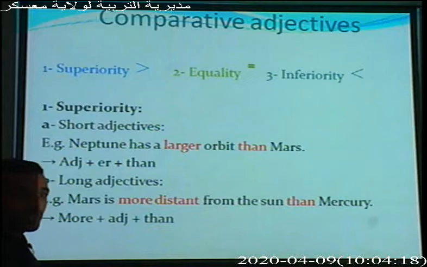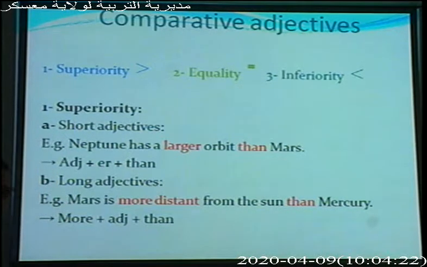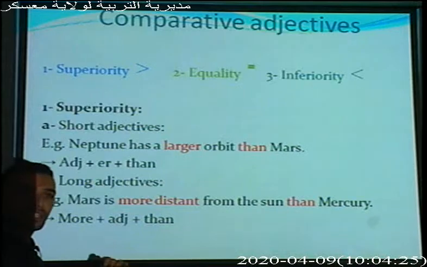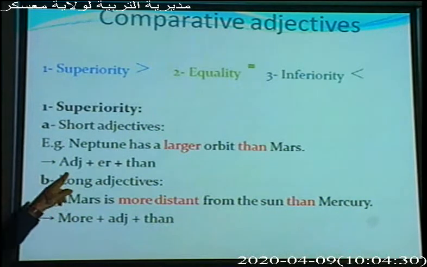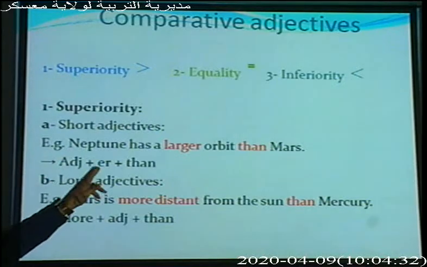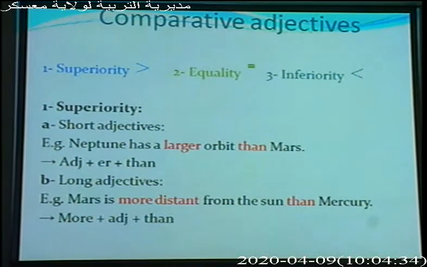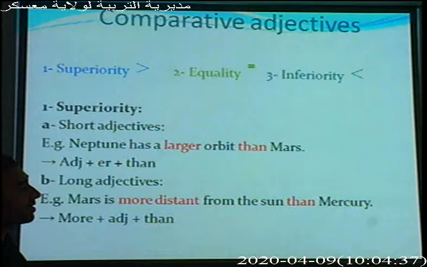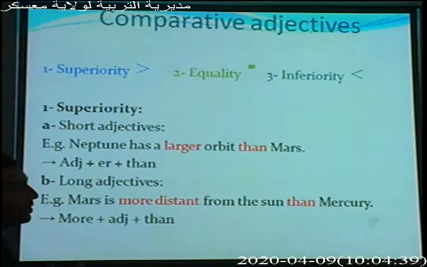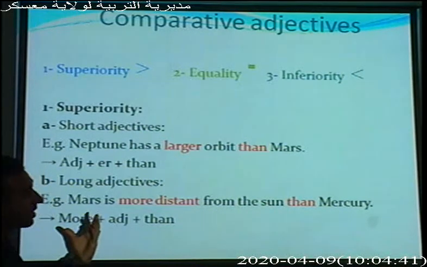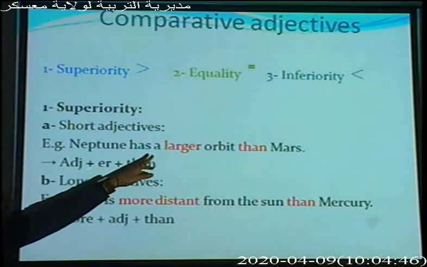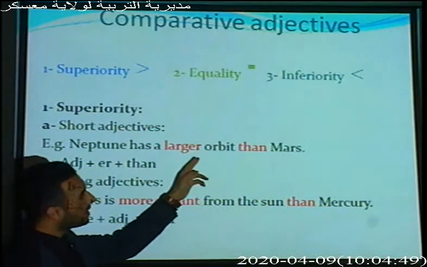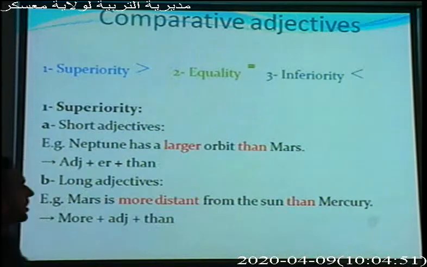Superiority. When we have short adjectives, it means a one-syllable adjective, like large and small and so on, we have to use the following rule. Adjective plus er plus than. For example, Neptune has a larger orbit than Mars. Here we are comparing between two planets, which are Mars and Neptune, and we are taking into consideration the adjective which is large. Here we used large, which is adjective plus er, and then larger than.